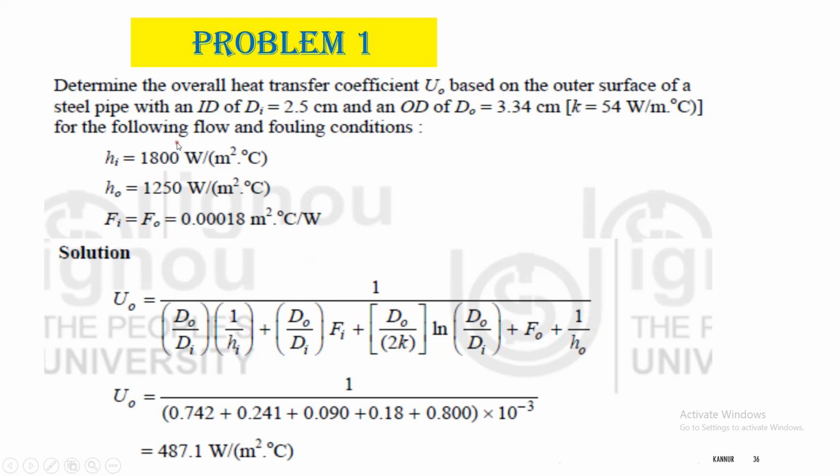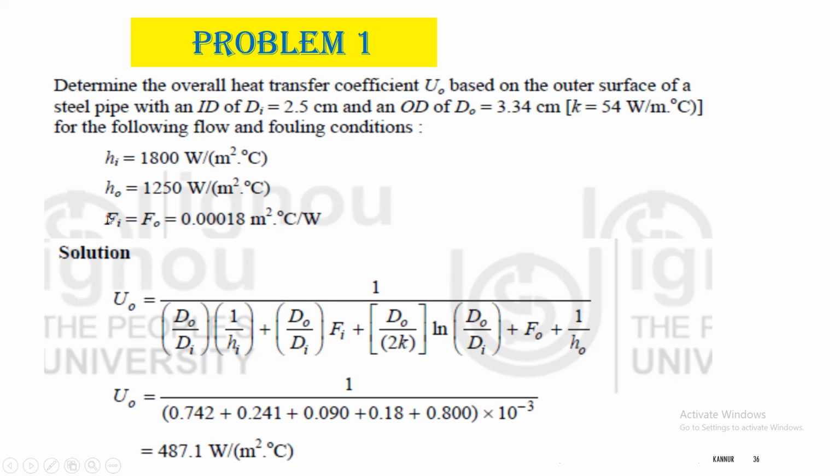I'll read out the question. Determine the overall heat transfer coefficient U0 based on the outer surface of a steel pipe with an inner diameter di equal to 2.5 centimeter and an outer diameter do equal to 3.34 centimeter, and the material of the pipe having a conductivity k equal to 54 watt per meter degree Celsius, for the following flow and fouling conditions. The heat transfer coefficient at the inner surface, that is for the two fluid, is 1800 watt per meter square degree Celsius, and the heat transfer coefficient at the outer surface is 1250 watt per meter square degree Celsius. The fouling factor values for the inner surface as well as the outer surface were given in the problem itself as 0.00018 meter square degree Celsius per watt.